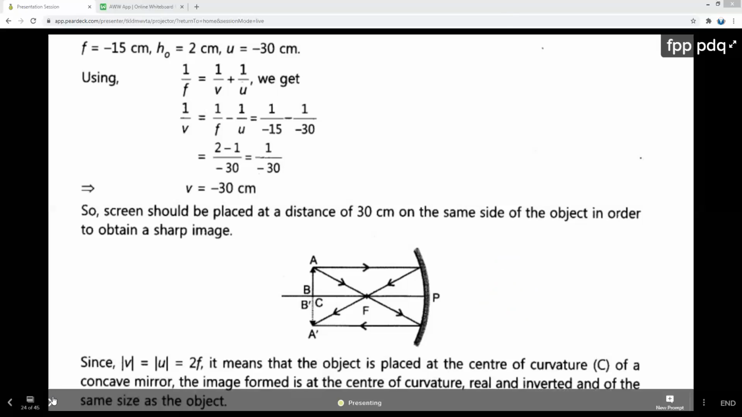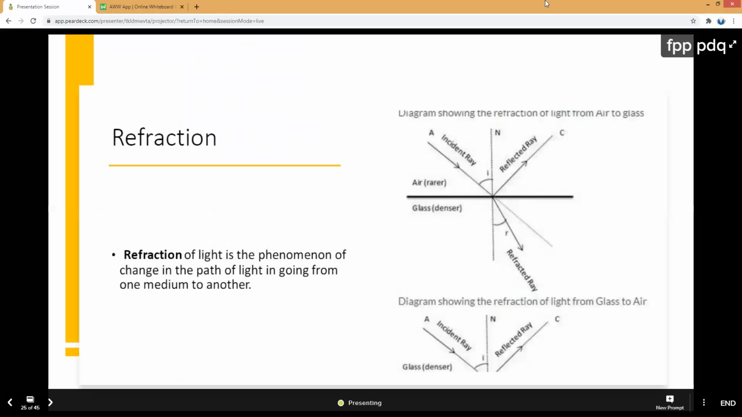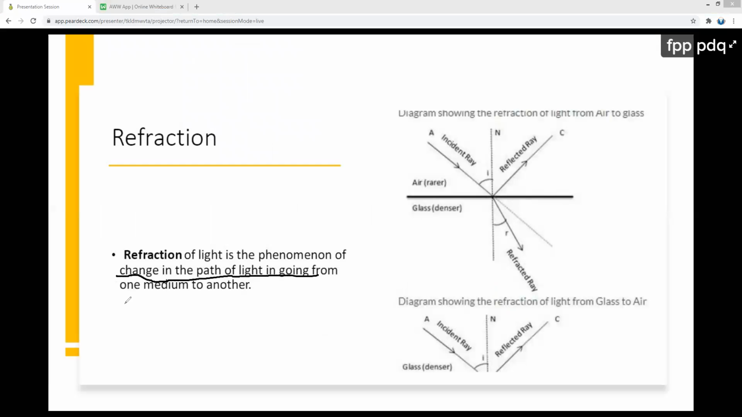Okay. Next one. Refraction. So refraction is the change in path of light. It's the bending of light. Bouncing back is reflection. This is the change in direction or path of light in going from one medium to another, or the bending of light. Over here, the incident ray is going like this. It's bending towards one direction. It's not reflection. It's like a glass prism. It's basically bending.